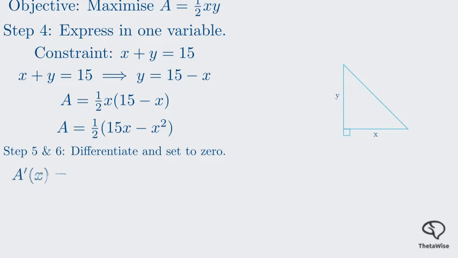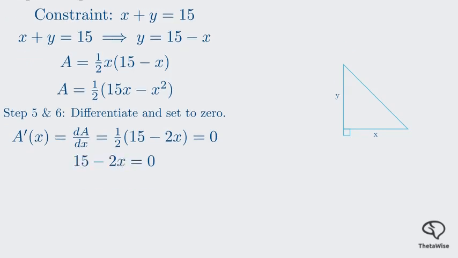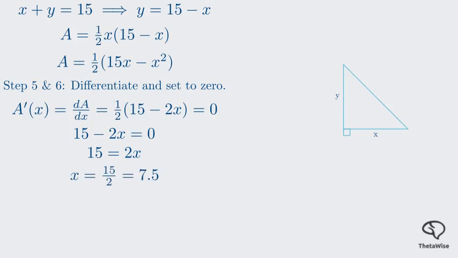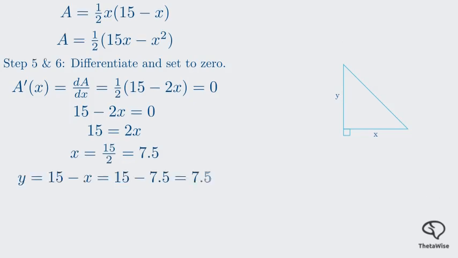Step 5. Differentiate with respect to x. A prime of x is 1/2 times the quantity 15 minus 2x. Step 6 is to set this derivative to 0. This gives us 15 minus 2x equals 0. Solving for x, we find that x equals 15 over 2, or 7.5. Now we find the corresponding value for y using our constraint. y equals 15 minus 7.5, which is also 7.5.